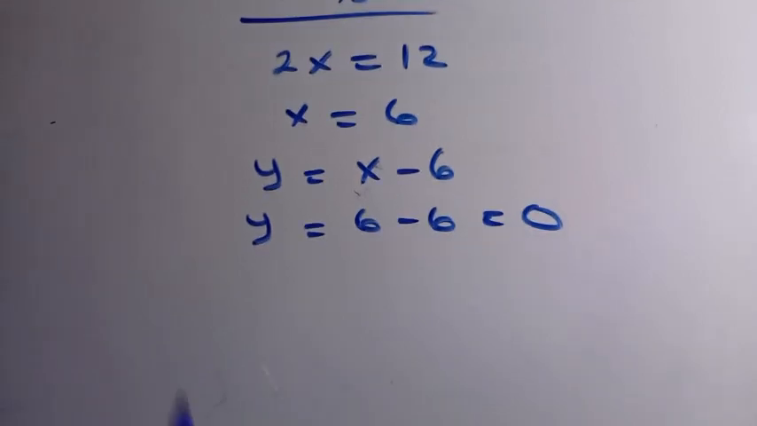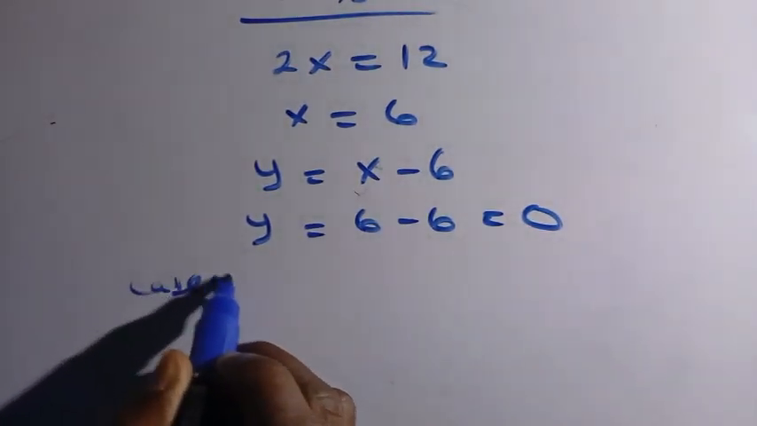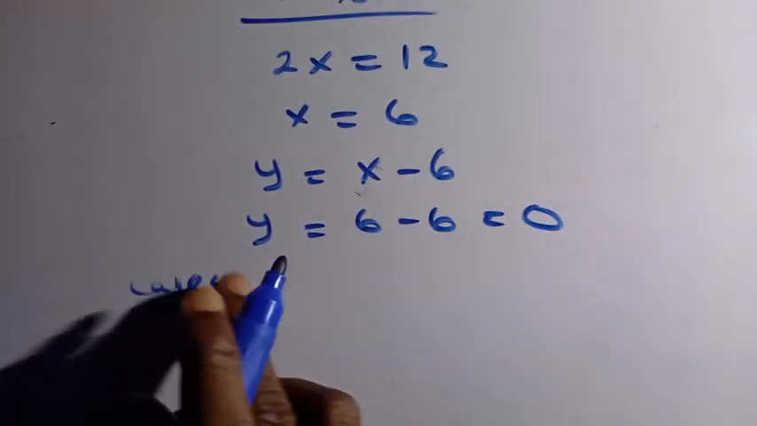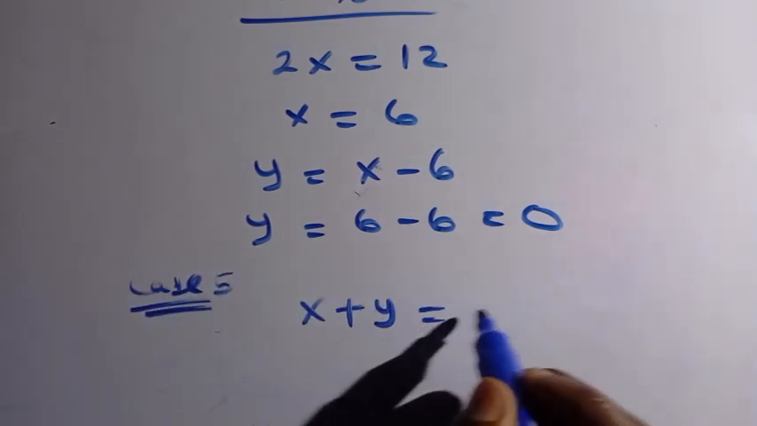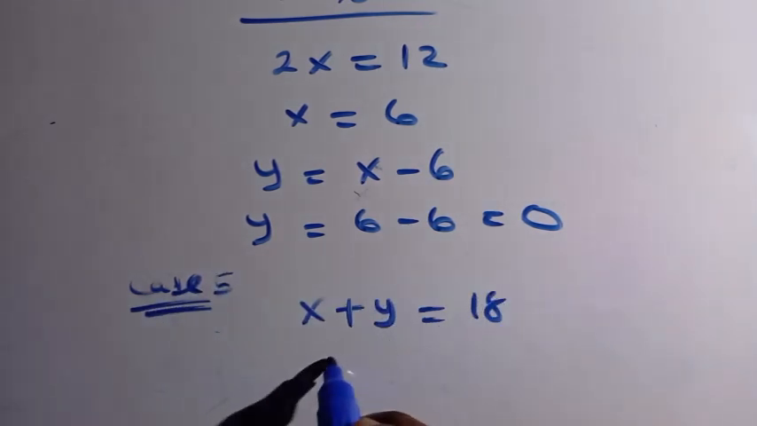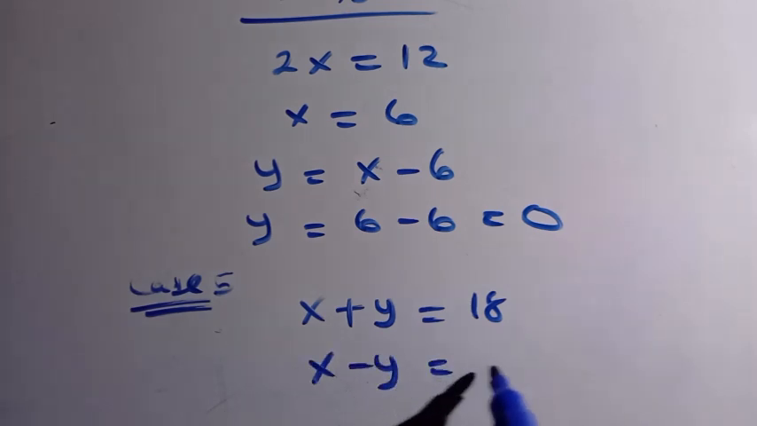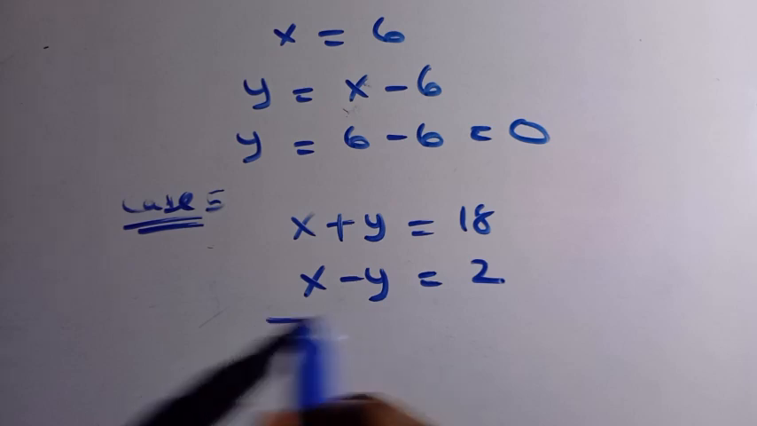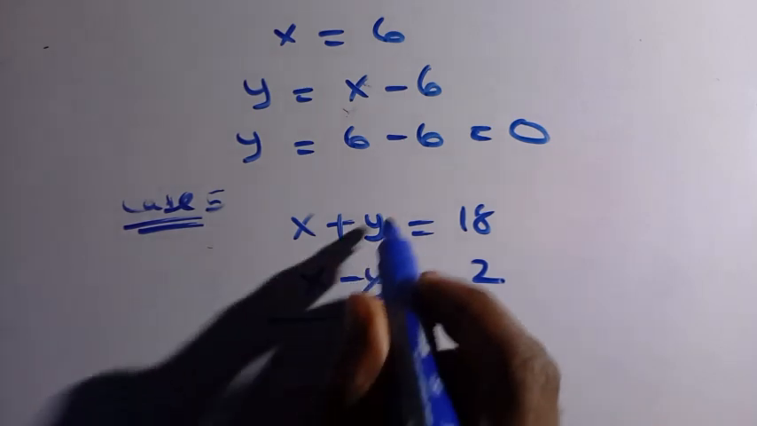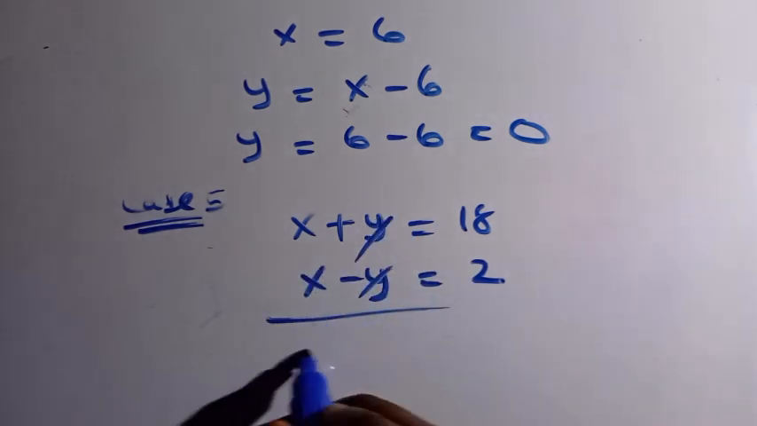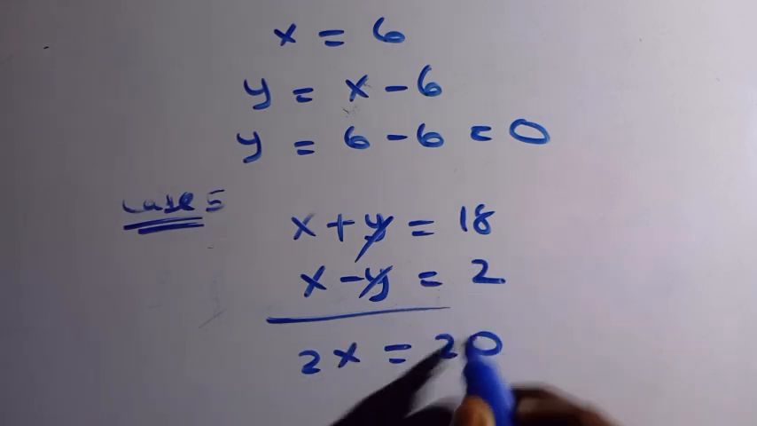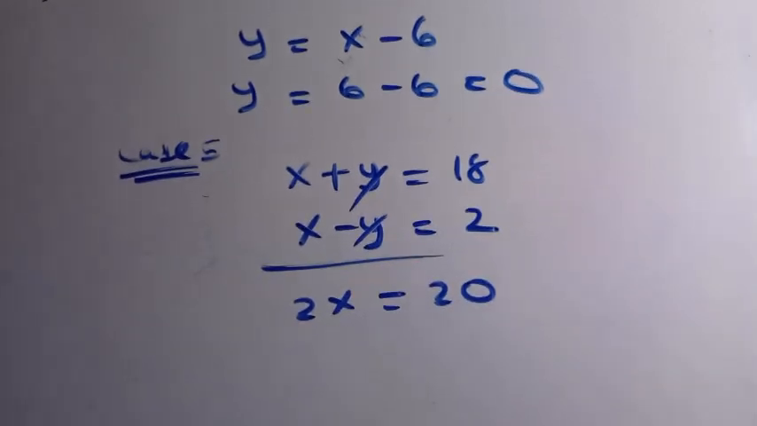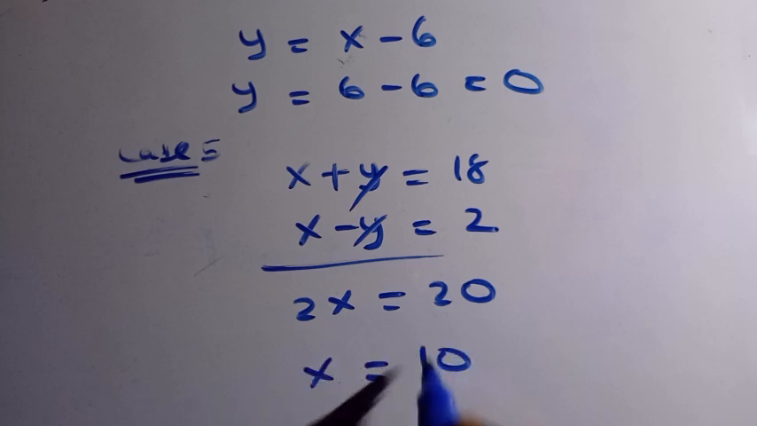While for the last case, the case 5, x plus y equals 18, and x minus y equals 2. So from here, if we try and add this together, this cancelled, so here is 2x equals this plus this, that is 20, and we get the value of x here as 10.